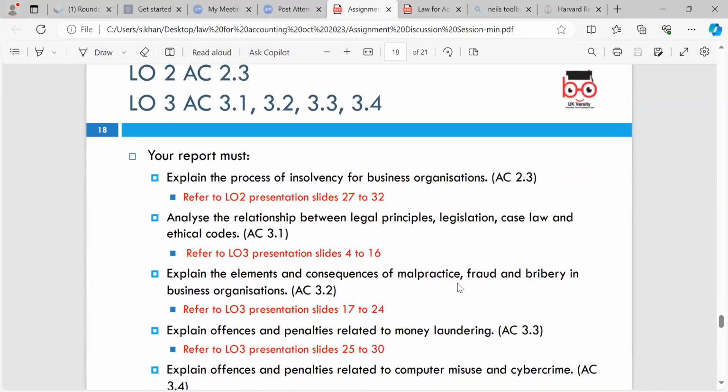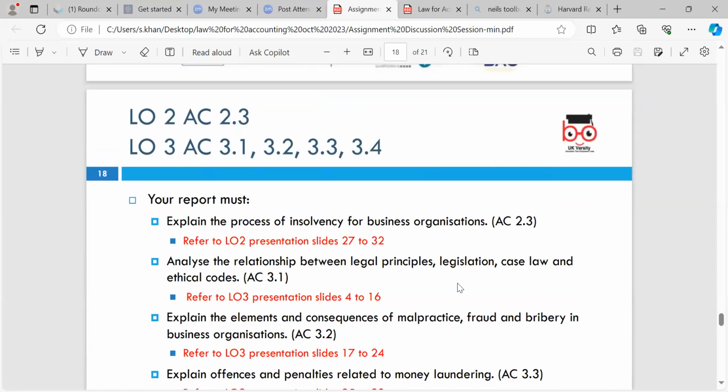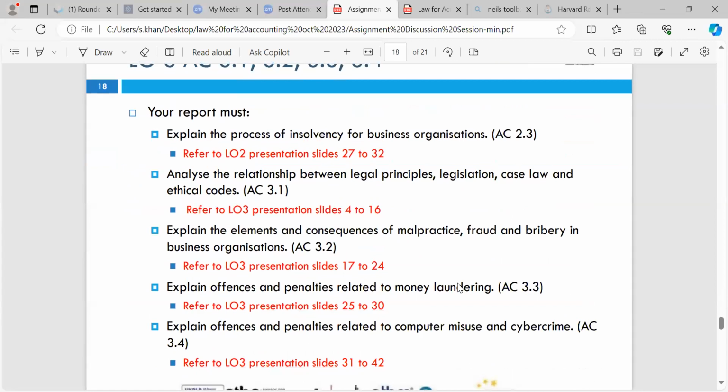So for task 2, you need to look at learning outcome 2, AC 2.3, and learning outcome 3, AC 3.1, 3.2, 3.3, and 3.4. So in task 2, in this report, you must include these 5 elements. Firstly, the heading, explain the process of insolvency for business organisations, 2.3. Refer to learning outcome 2, presentation slides 27 to 32. Secondly, another heading, you must analyse the relationship between legal principles, legislation, case law, and ethical codes, which is AC 3.1. And then you must refer to learning outcome presentation slides 4 to 16.